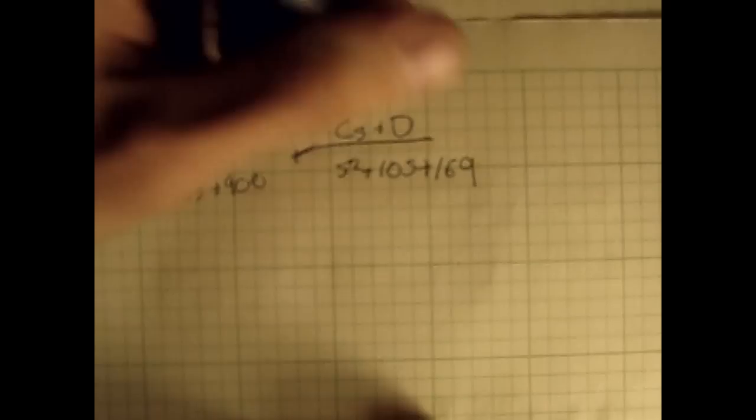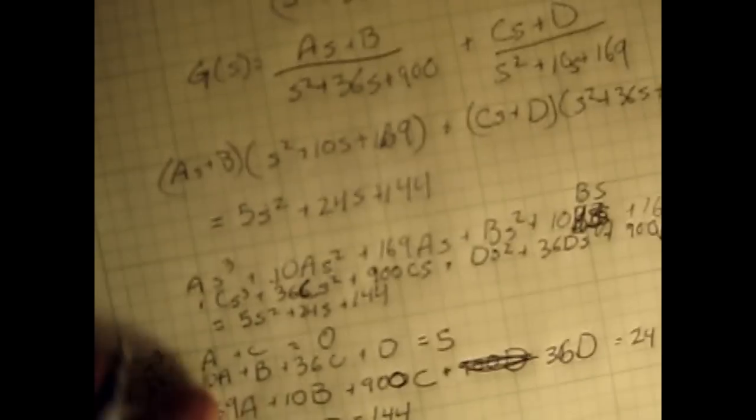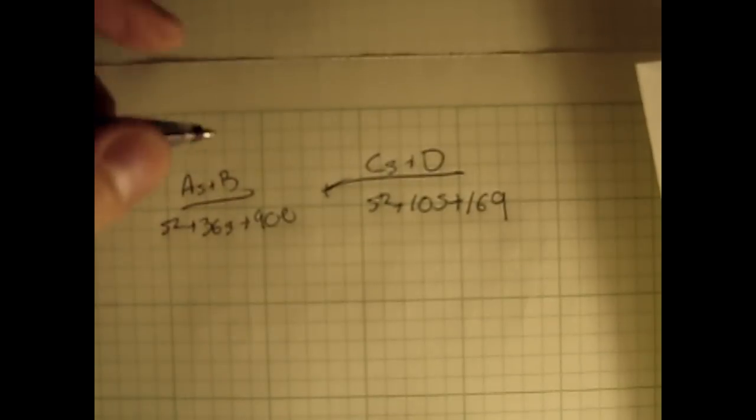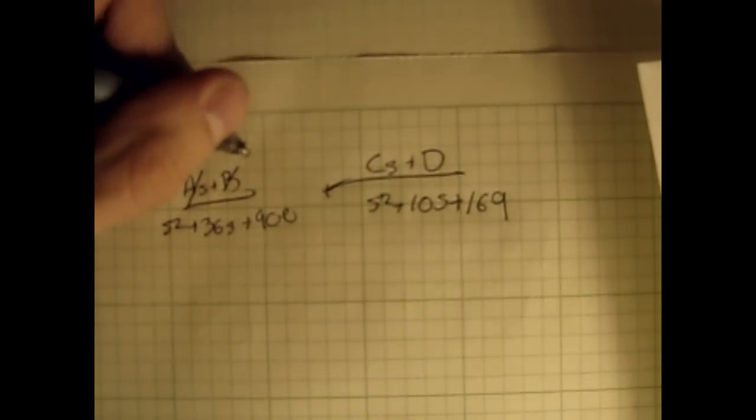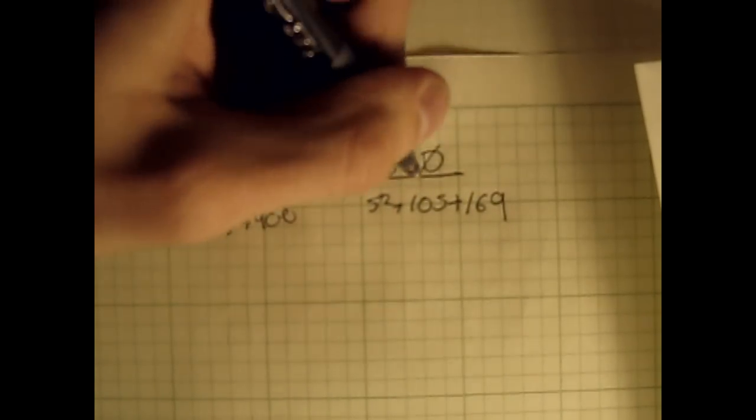Okay, so now we have it unadded, so let's go ahead and just rewrite what we have so far with our coefficients. Remember we said we had it in this form of as plus b over s squared plus 36s plus 900 plus cs plus d over s squared plus 10s plus 169. So this is the form we want to get it in. We already know what our a's, b's, c's, and d's are. We found them right there. So let's plug them in. We know that a is 0, b is 6, c is 0, and d is -1.